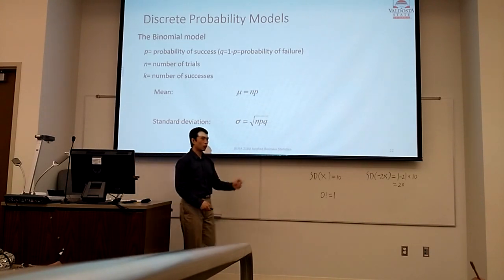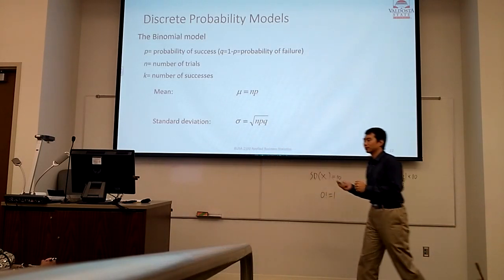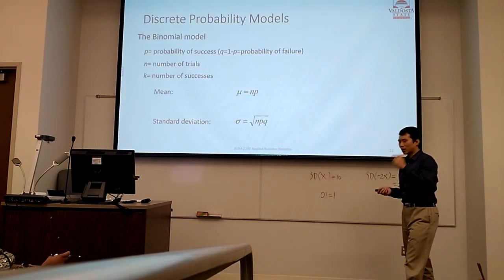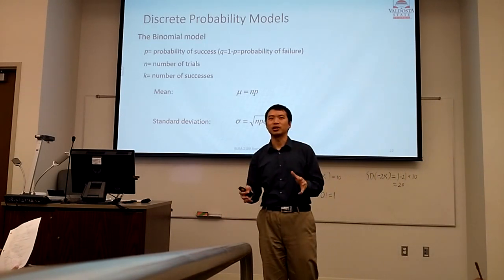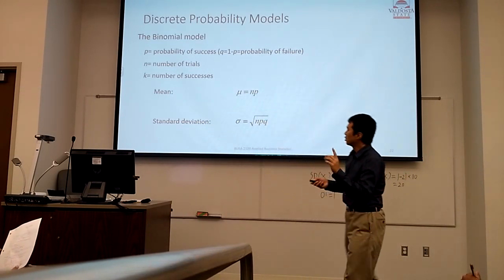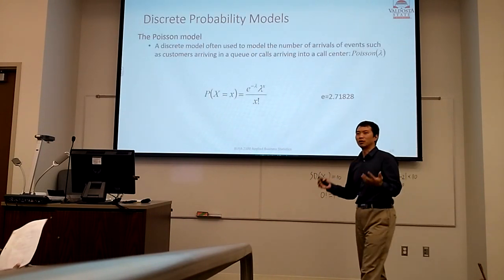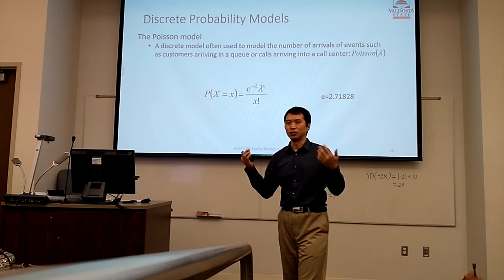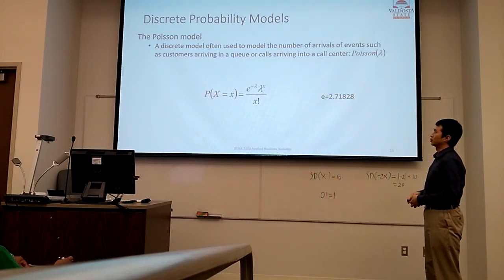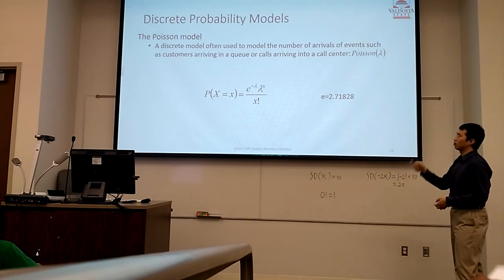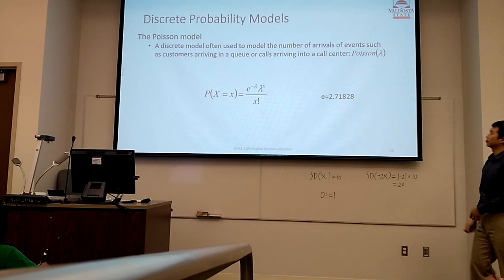We have one more model to discuss for this chapter. Okay. So this binomial model and geometric model, both of them are based on Bernoulli trial. But the next one, the Poisson model, is not based on the Bernoulli trial. Okay. So what is Poisson model talking about? Okay. So that's a discrete model often used to model the number of arrivals.